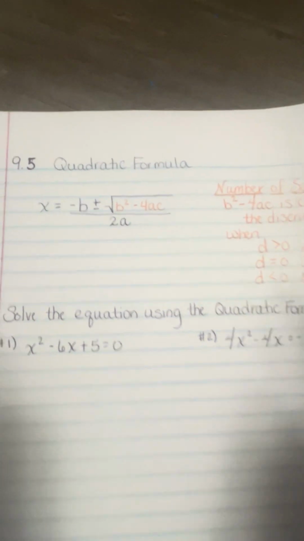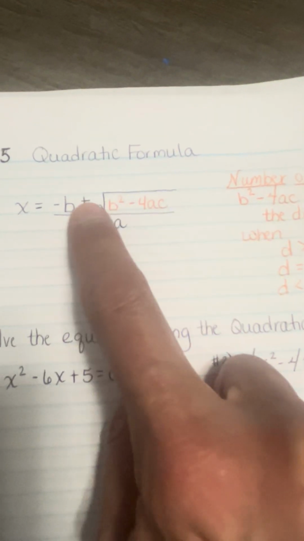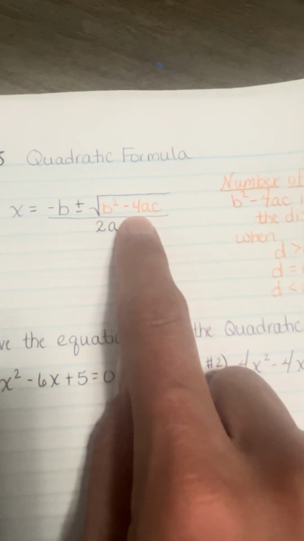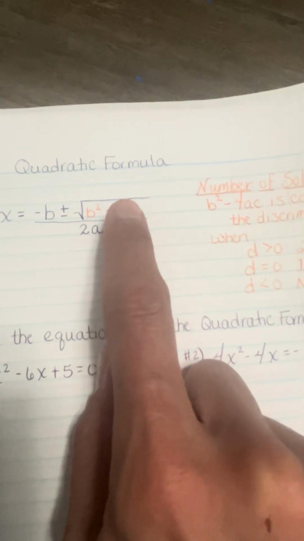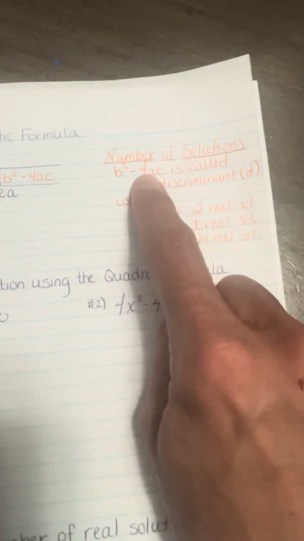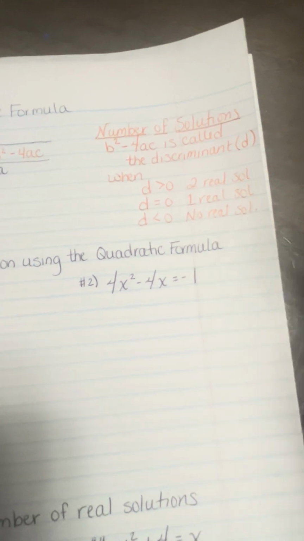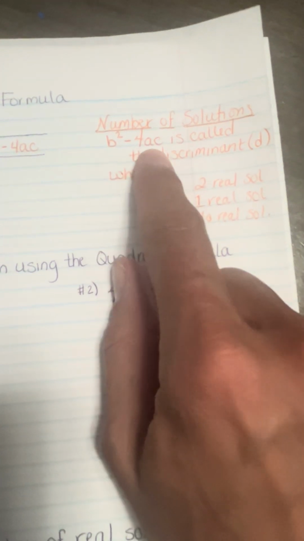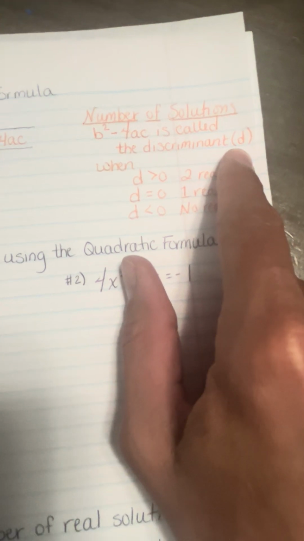All right. Notice that this expression underneath the radical, underneath the square root, is in a different color. B squared minus 4 times a times c. That's in orange. That is referred to as the discriminant. And the discriminant helps us to determine the number of solutions that a quadratic equation has. So our discriminant, b squared minus 4 times a times c, is called the discriminant, and I'm just going to refer to that as d.